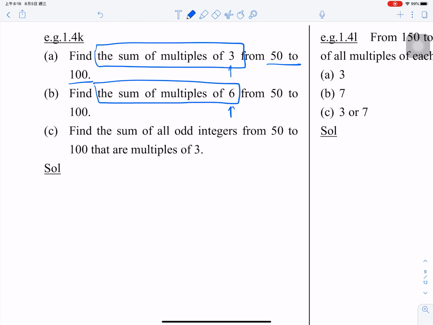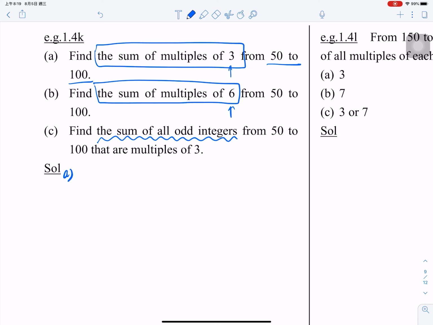One is 3, one is 6, in the same range, 50 to 100. Lastly, find the sum of all integers from 50 to 100 that are multiples of 3. Okay, let's have a look at part A and part B first, and later on explain more in part C.